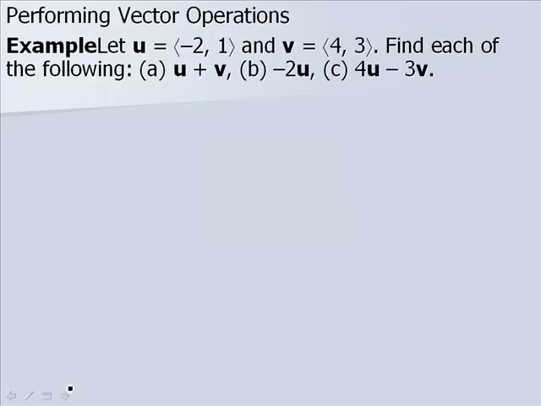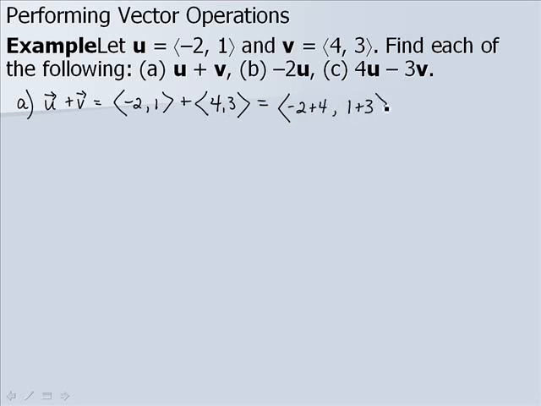So let's do an example. Here we want to find, first, in part A, the sum of our two vectors, u plus v. So we have <-2, 1> plus <4, 3>. And our answer will be the sum of our horizontal components and then the sum of our vertical components. So here we get <2, 4>.